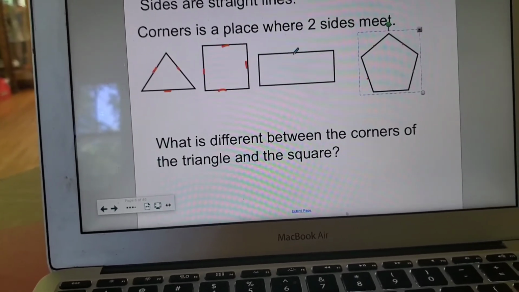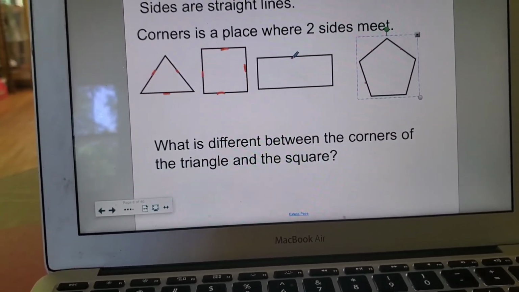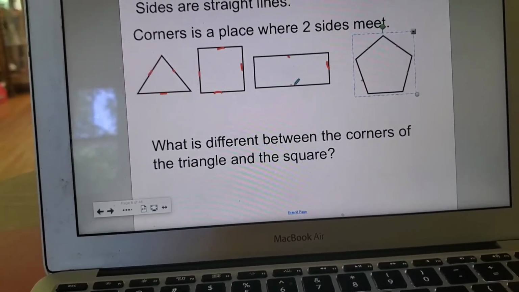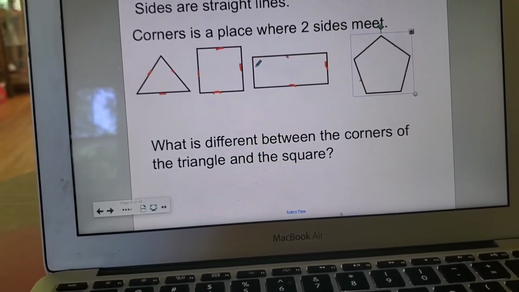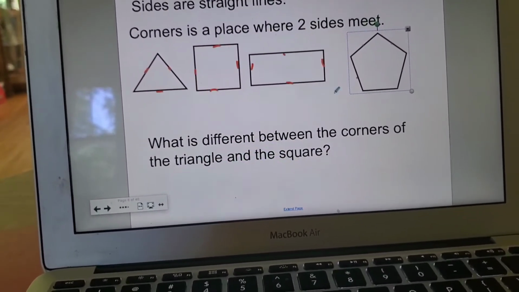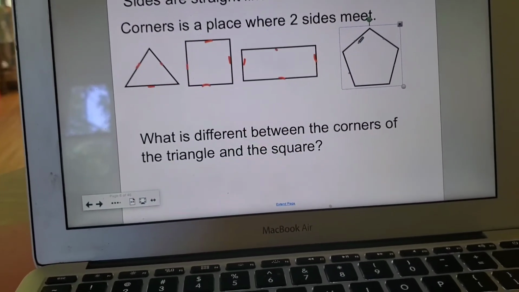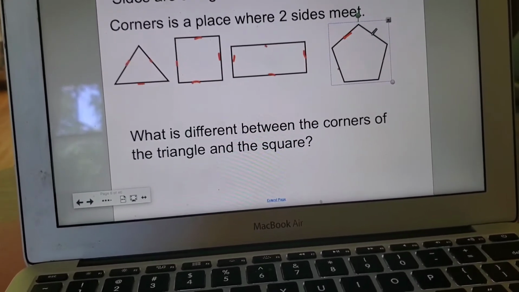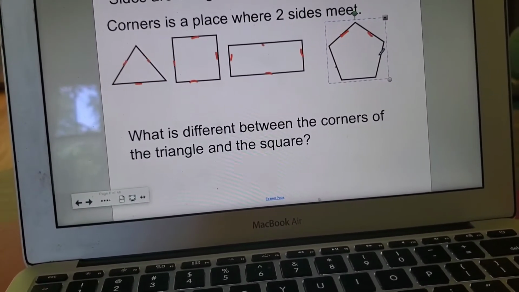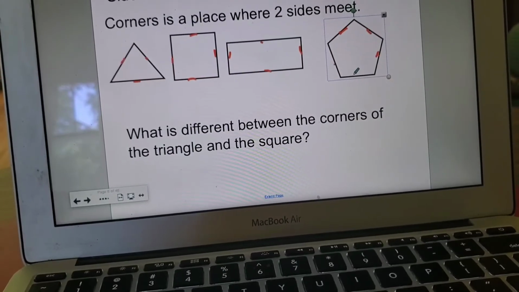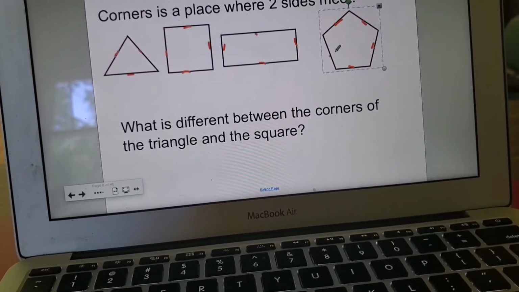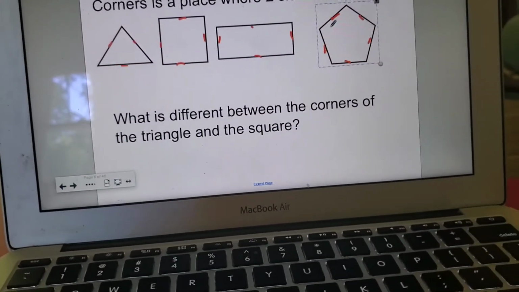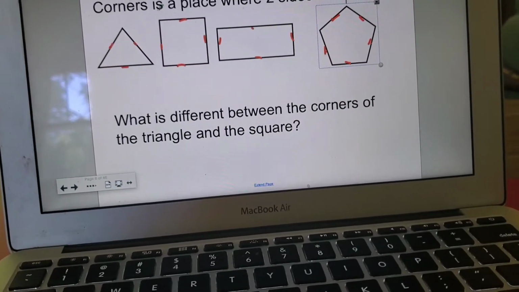How about this shape, this rectangle? How many sides are there? Let's count them. 1, 2, 3, 4. Okay, last one. This is a pentagon. Let's count the sides of the pentagon. 1, 2, 3, 4, 5.